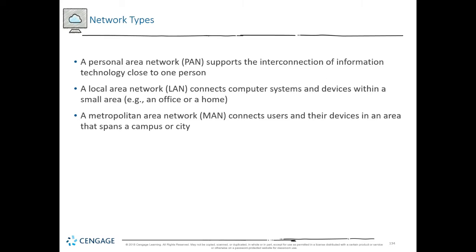Network types: a personal area network, PAN, supports the interconnection of information technology close to one person. A local area network, LAN, connects computer systems and devices within a small area, for example, an office or home. A metropolitan area network connects users and devices in an area that spans a campus or a city.